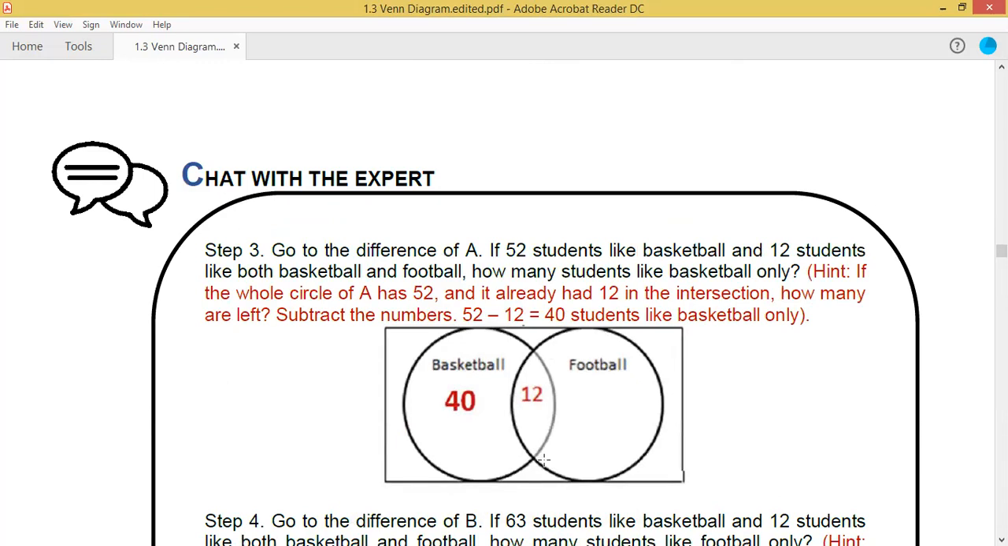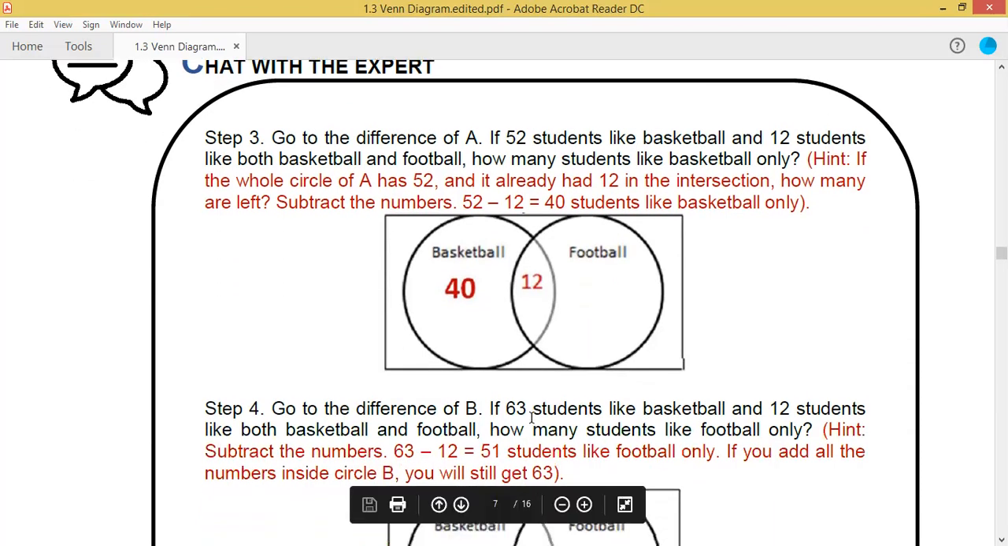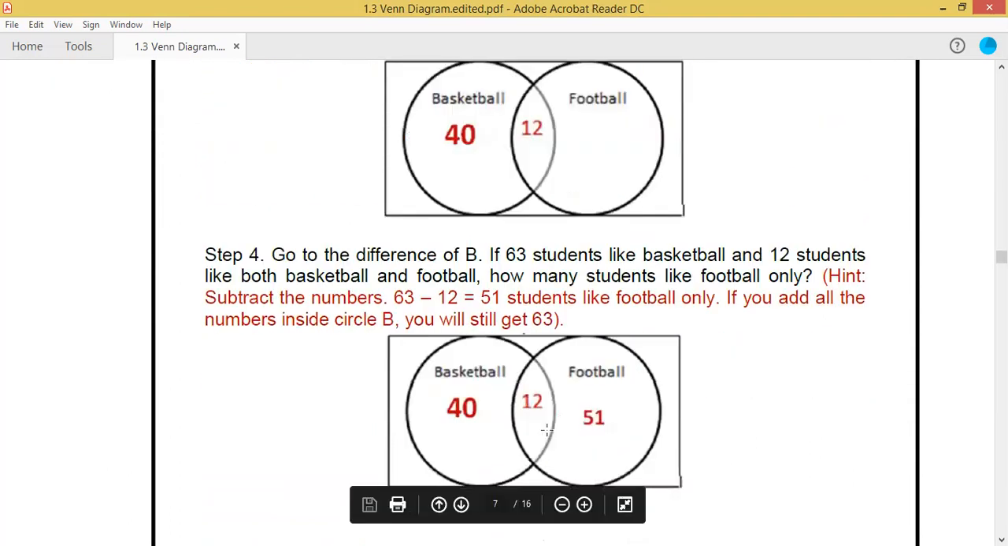Next, let's go to the football part. How many like football? Based on the problem, 63 students like football. But since we already have 12 in the middle, we subtract 12 from 63. So 63 minus 12, that is 51. 51 students like football only. So we write 51 in this area. So it will look like this one.